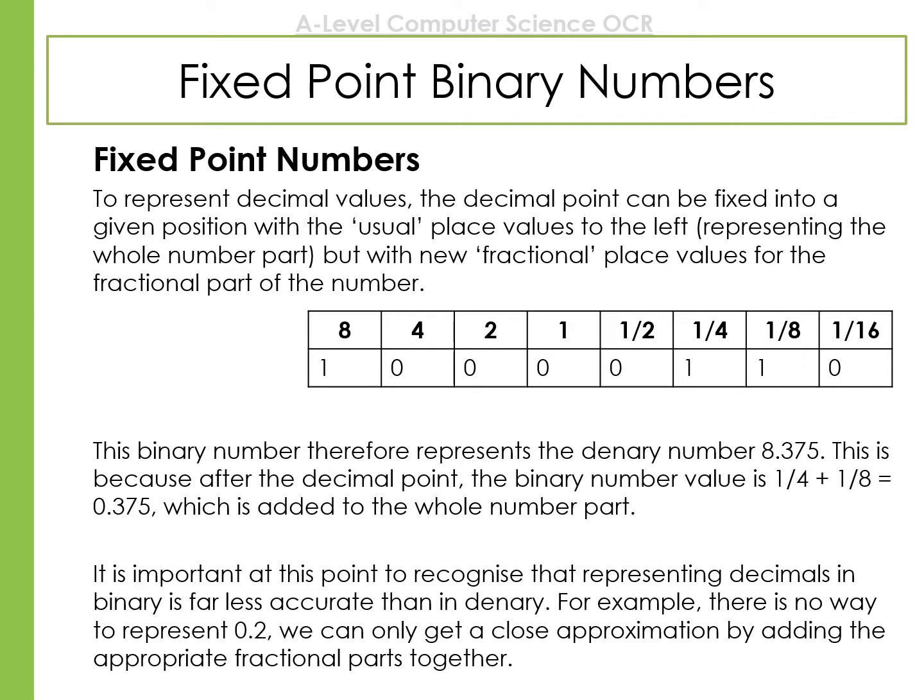So for the example shown here, this would be 8 points because we've got the first 4 bits, and then we've got a quarter plus an eighth, and that gives us 0.375. This is added to the whole number part to make it 8.375.